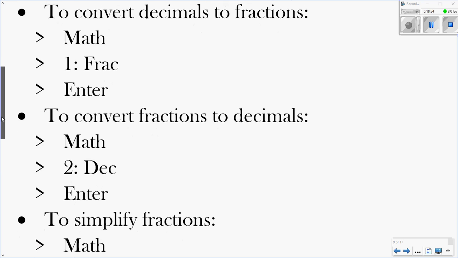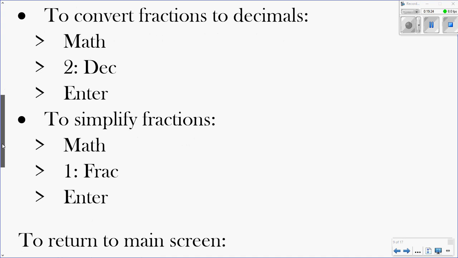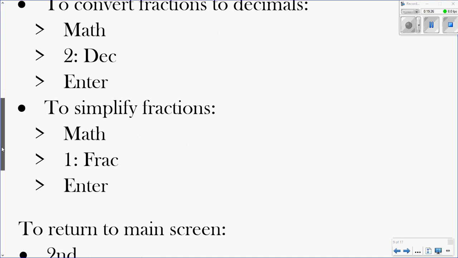And to simplify a fraction, let's say you had 25, you type in 25 divided by 100. You type that in, you go to math, and see if you can reduce this fraction. You press Frac, that's fraction, press enter again, and you will get the reduced fraction for 25 over 100, which is 1 over 4. So these are simple tricks that you can use when it comes to turning fractions to decimals or decimals into fractions or simplifying fractions.